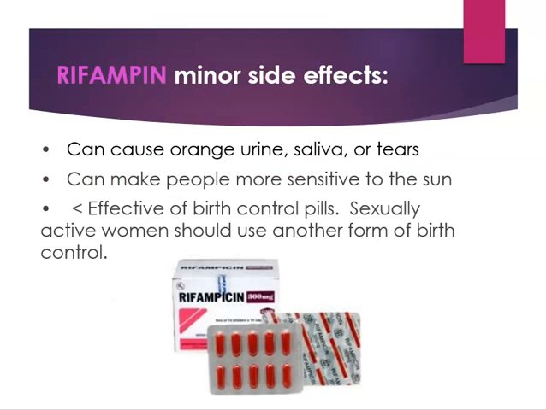The rifampin can cause orange urine. Specifically, this drug alone can cause orange urine, saliva, or tears. It can make more people sensitive to the sun, so you're telling your patients to use sunscreen. It can also reduce the effectiveness of birth control, so you're educating your female patients in terms of using alternative methods of birth control if they are on rifampin.